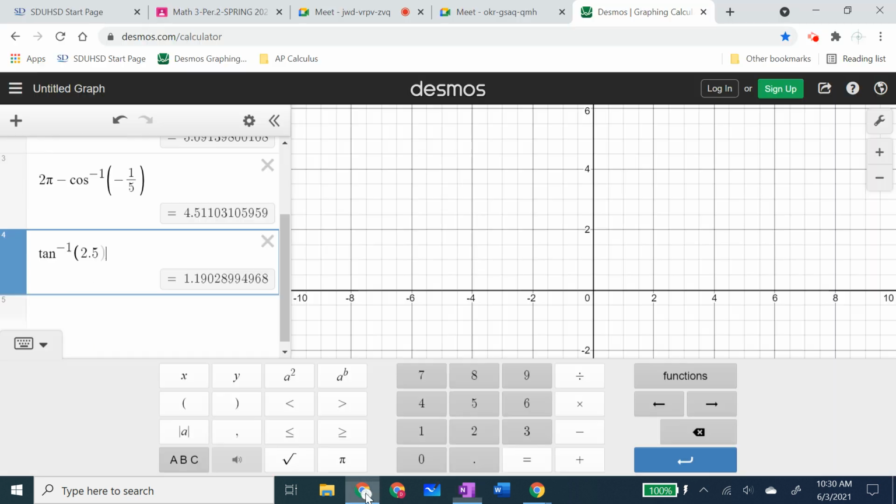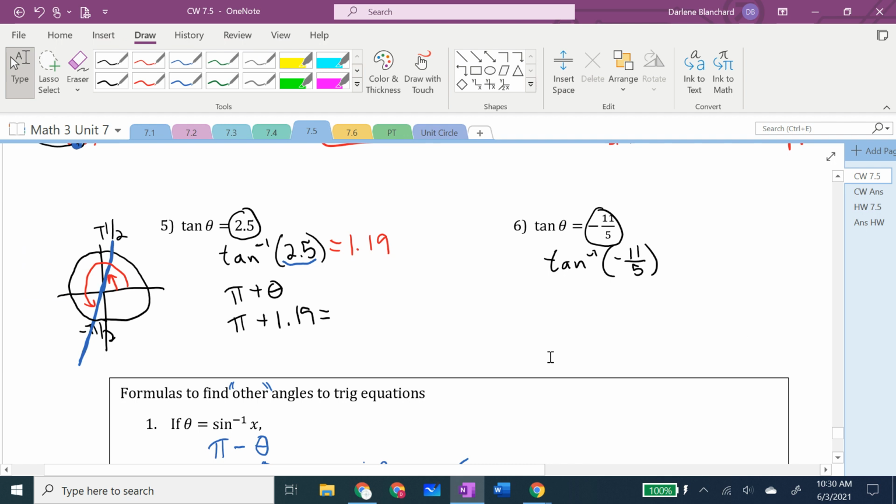Back over to the calculator. Come on, there we go. Pi plus 4.33. And these are two answers between 0 and 2 pi. And again, 2 pi is 6.28.